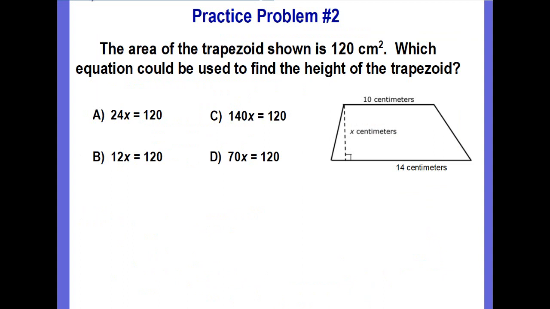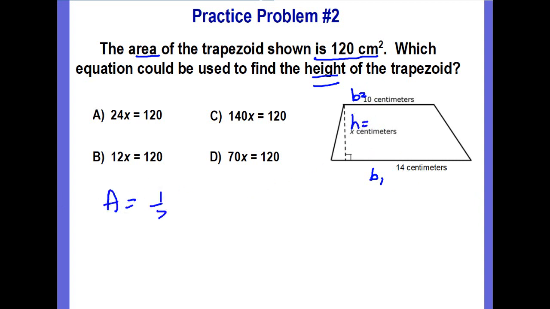Okay, let's try practice problem number 2. The area of the trapezoid shown is 120 centimeters squared. So we know the area is 120 squared. Which equation could be used to find the height of the trapezoid? So if we look, the height is x. What else are we given in our trapezoid? We're given, this is base 1, this is base 2, or you could change it. This could be base 1, this is base 2. This is the height. So let's write our formula.